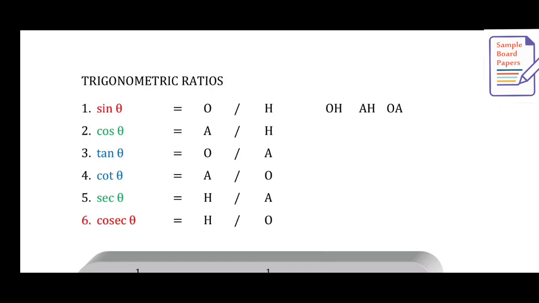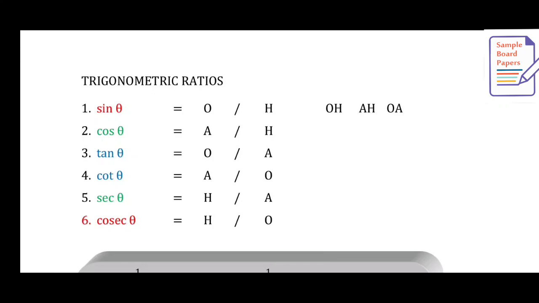As you can see, the color of sine theta and cosec theta is the same. That means both are reciprocals. Sine theta is opposite upon hypotenuse and cosec theta is hypotenuse upon opposite. Similarly, cos and sec are reciprocals, and tan and cot are reciprocals. So if you want to remember this, you have to use the short forms O, A, OA, OH, AH, OA. So O, A, OA are sine, cos, tan, and the remaining three are just the reciprocals of the above three. Sine's reciprocal is cosec, cos's reciprocal is sec, and tan's reciprocal is cot. So remember the order: sine, cos, tan, cot, sec, cosec.